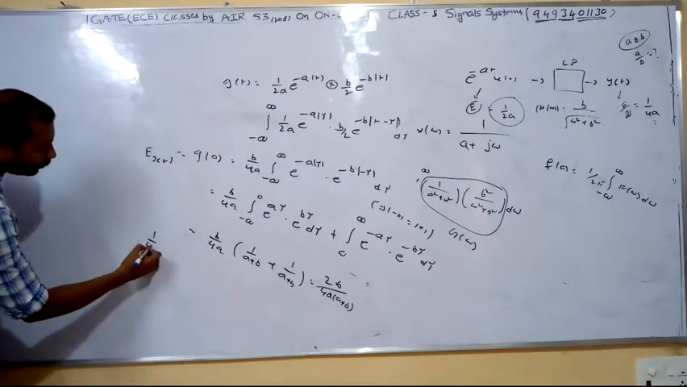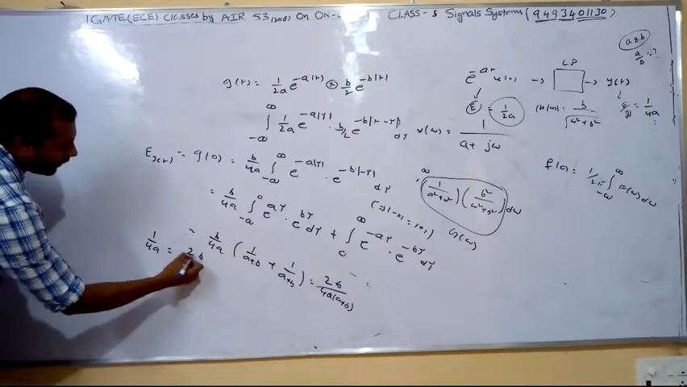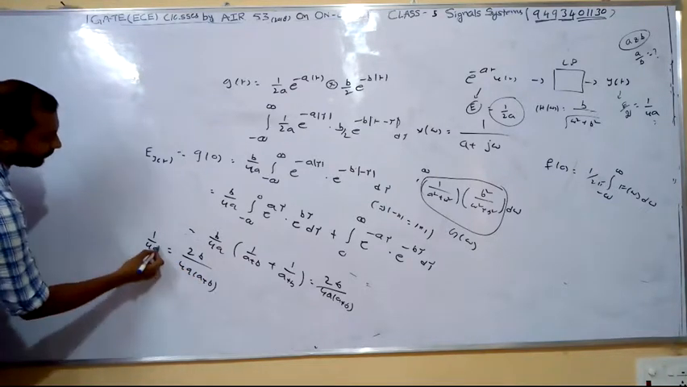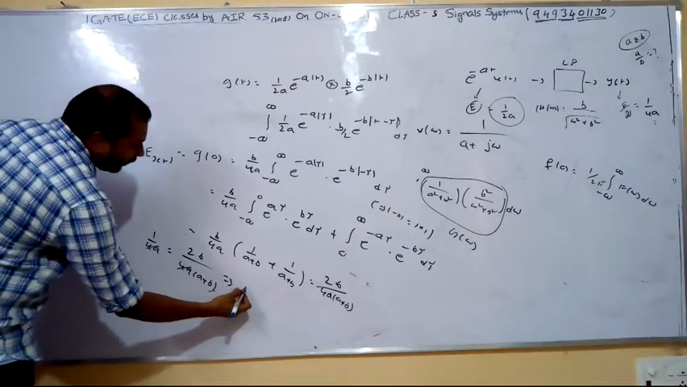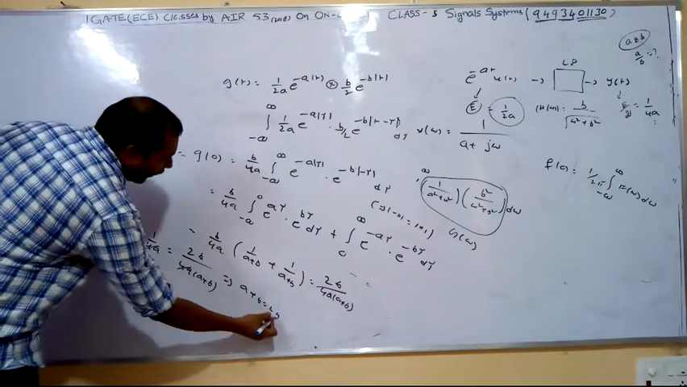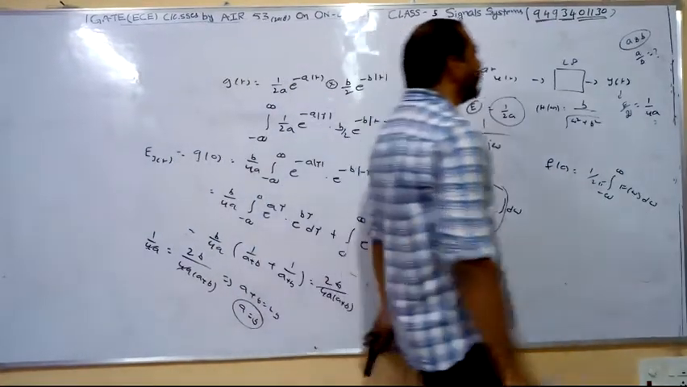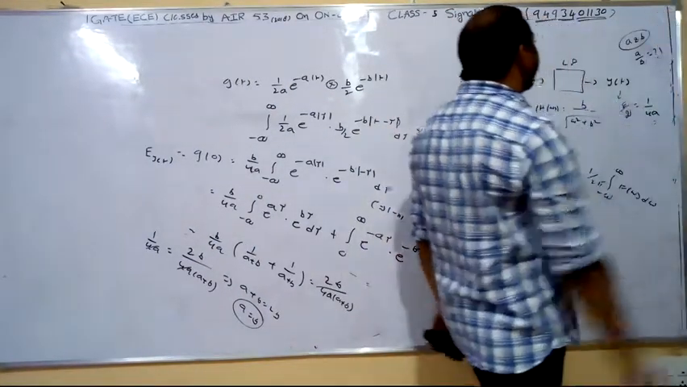So you can get this: 1 by 4a equal to 2b divided by 4a into a plus b. 4a gets cancelled. And this value is equal to a plus b equal to 2b. And from this you can get the relation: a equal to b, the corresponding a by b equal to 1 you have.